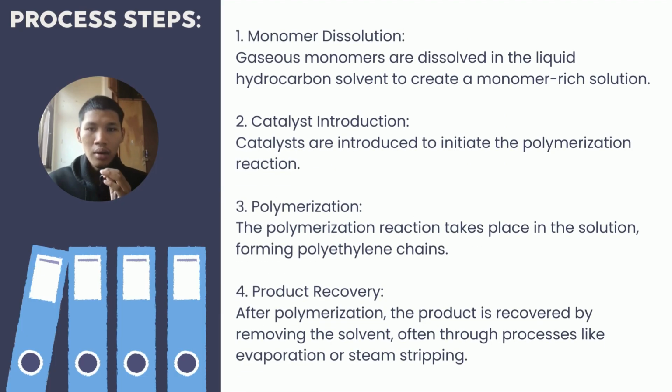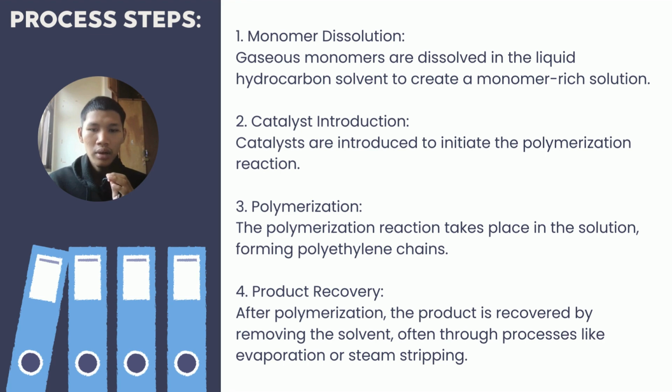Process steps. First, monomer dissolution. Gaseous monomer are dissolved in the liquid hydrocarbon solvent to create a monomer-rich solution. Second, catalyst introduction. Catalysts are introduced to initiate the polymerization reaction. Third, polymerization. The polymerization reaction takes place in the solution, forming polyethylene chains.